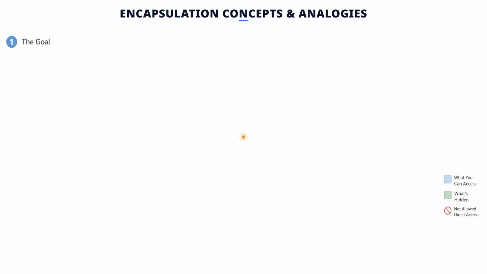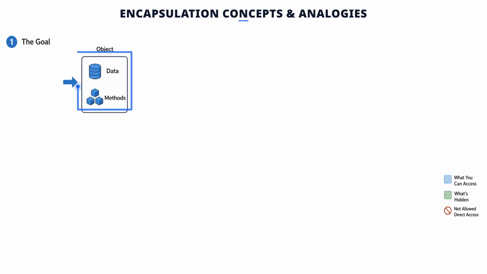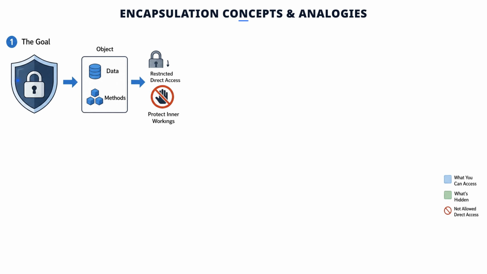In software development, building a functional object is only half the battle. The other half is ensuring that the object remains secure and its data stays valid. Encapsulation is the fundamental concept used to achieve this goal. It's the practice of bundling data and the methods that operate on that data into a single object while simultaneously restricting direct access to its inner workings. Think of it as a protective shield around your code.